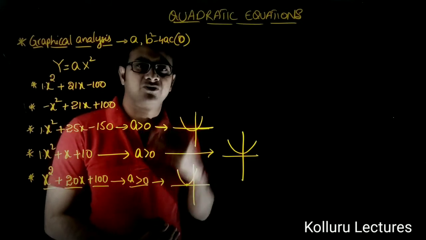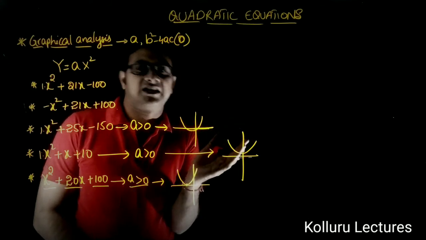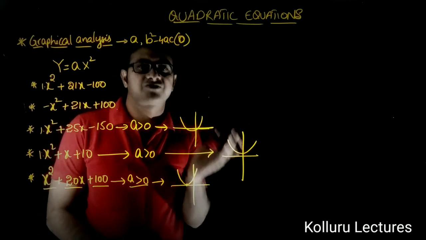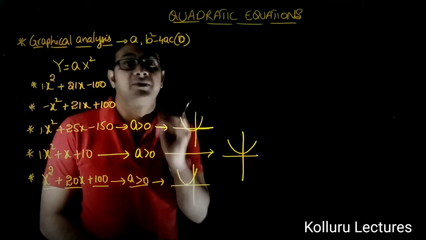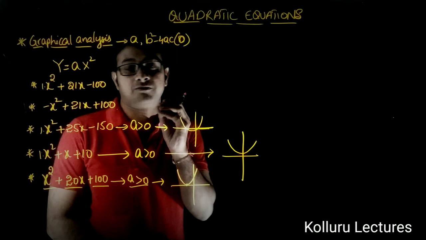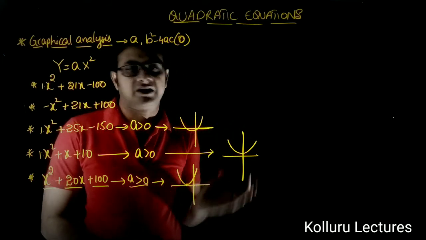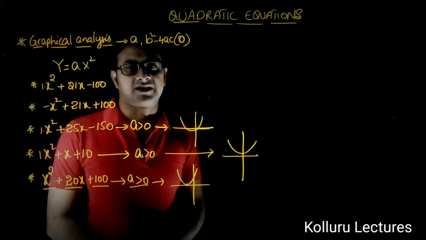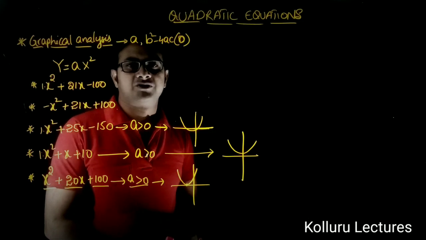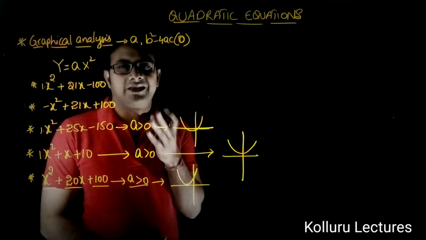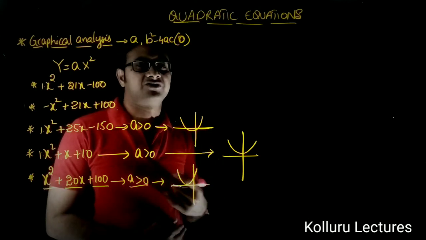And if b square minus 4ac is less than 0, the graph will lie entirely above the x-axis, because this is the xy plane. If b square minus 4ac is less than 0, we get the roots as complex numbers. This plane does not have complex numbers, so the graph lies entirely above the x-axis. In the upcoming video, we are going to discuss the graphical analysis for a less than 0, which is quite the reverse of these graphs.